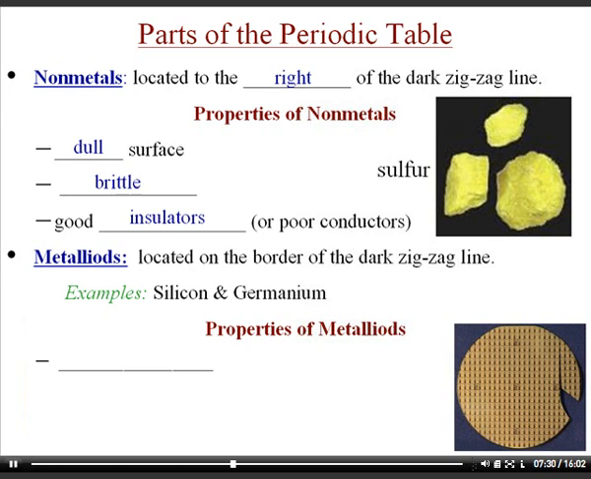Now, metalloids are the ones that are on the border between the metals and the nonmetals, so they're basically sitting on that dark zigzag line. The only property you need to worry about with metalloids is that they're semiconductors and they're used in making computer chips.